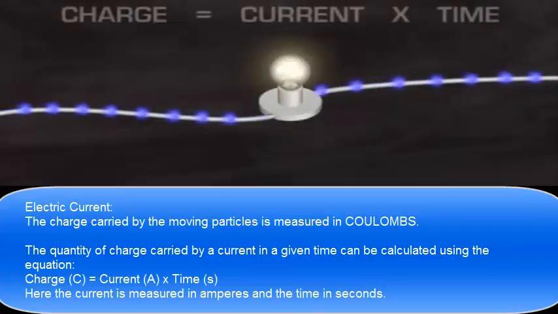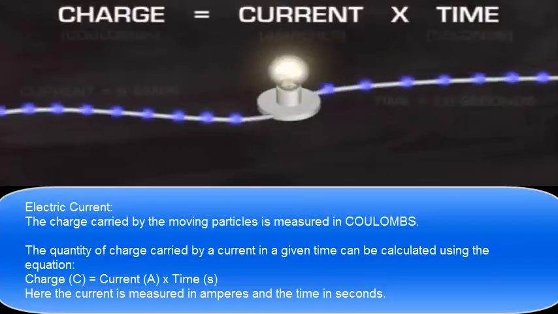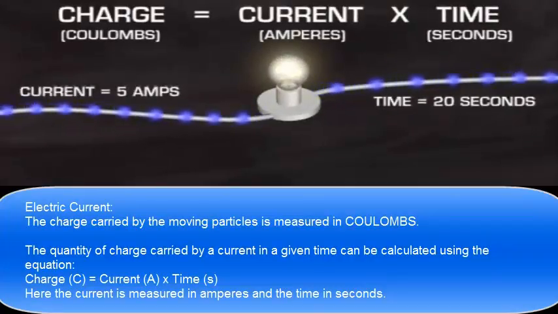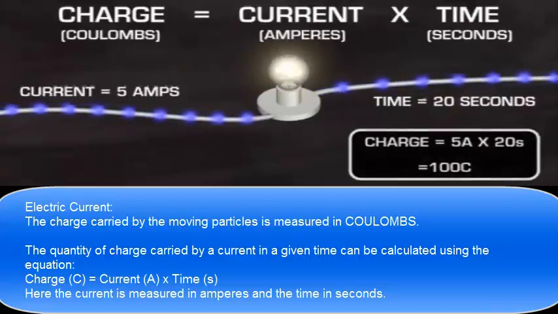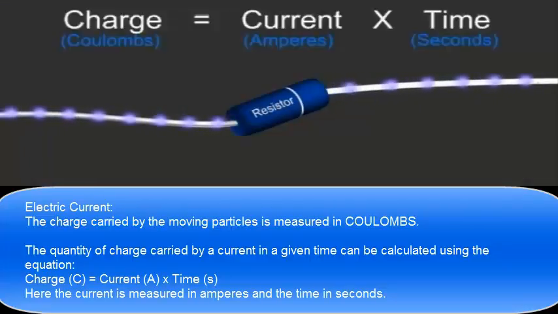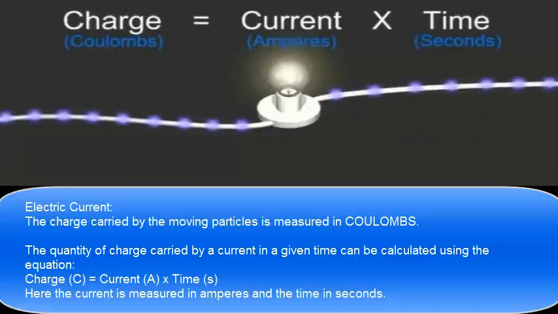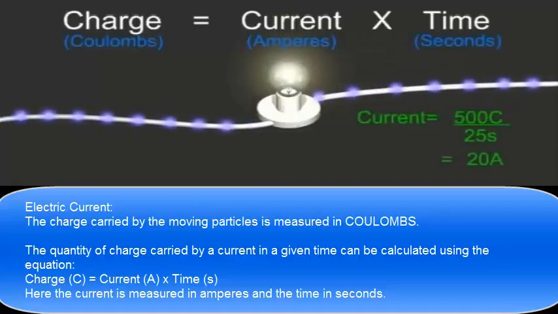The charge carried by the moving particles is measured in coulombs. The quantity of charge carried by a current in a given time can be calculated using the equation charge equals current multiplied by time. Here the current is measured in amperes and the time in seconds.